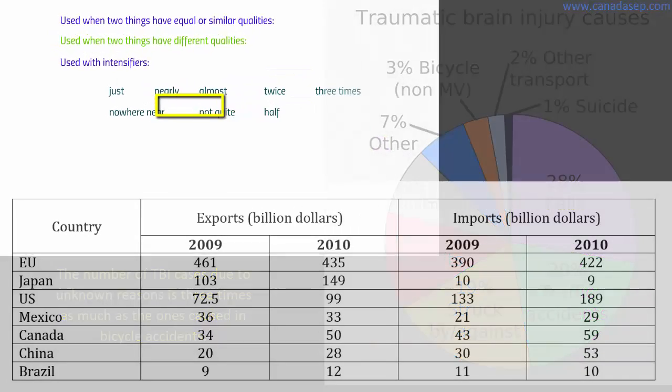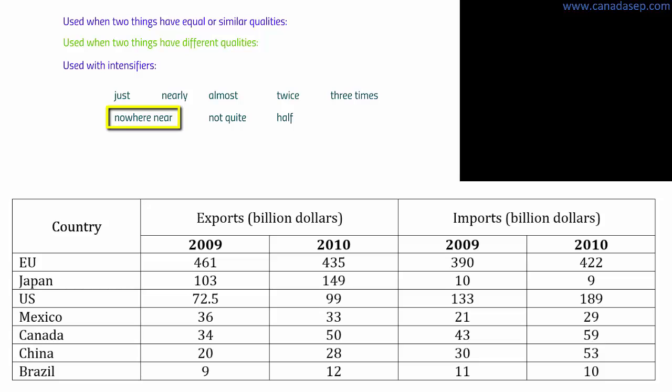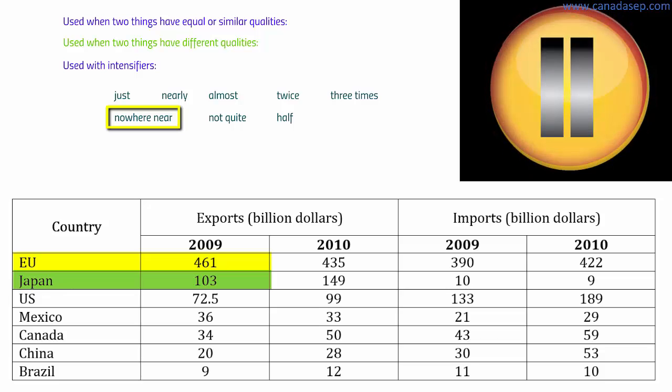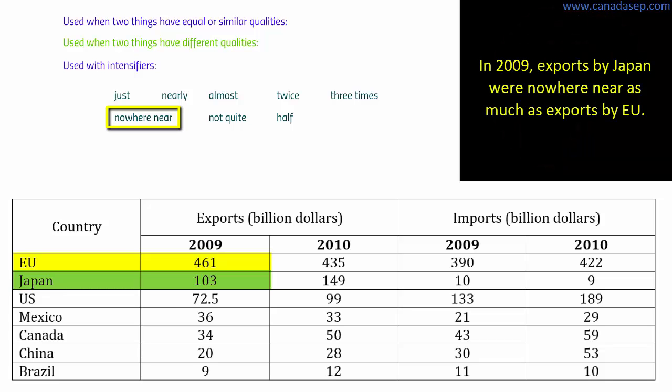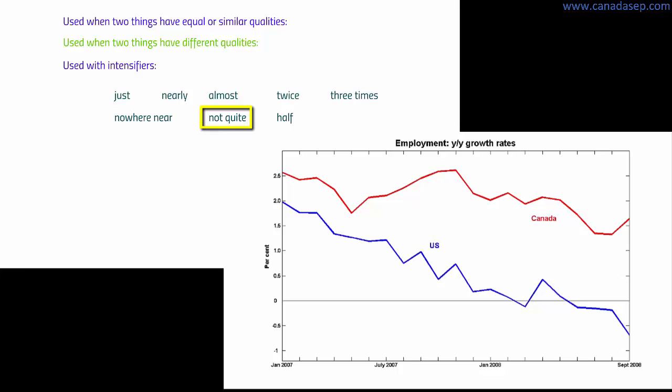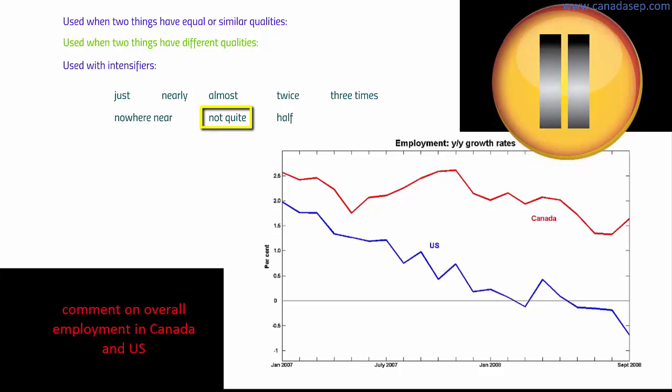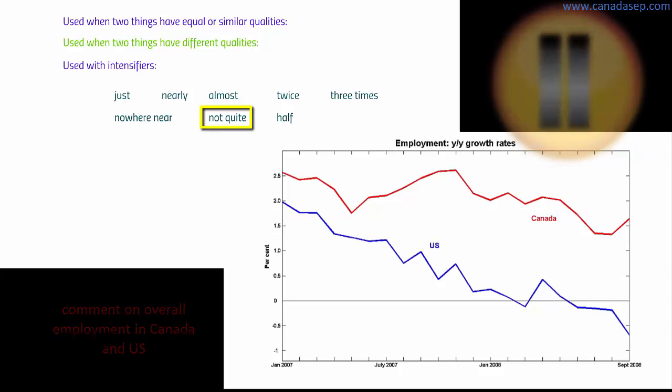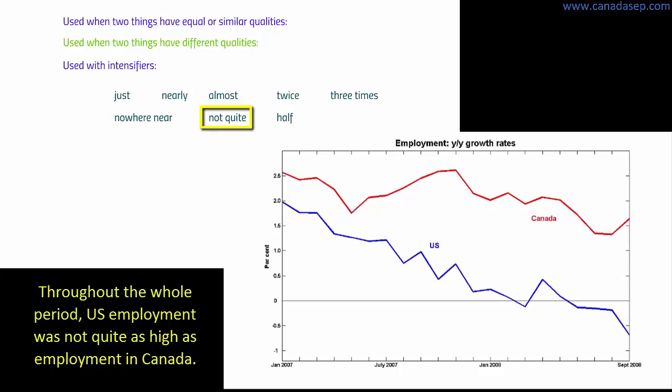Next one. Please compare exports by EU and by Japan in 2009. In 2009, exports by Japan were nowhere near as much as exports by EU. Next graph. Please comment on overall employment in Canada and US. Throughout the whole period, US employment was not quite as high as employment in Canada.